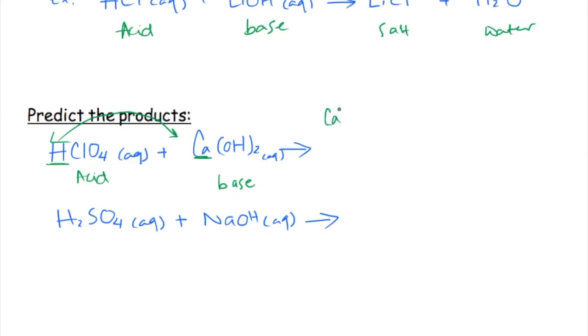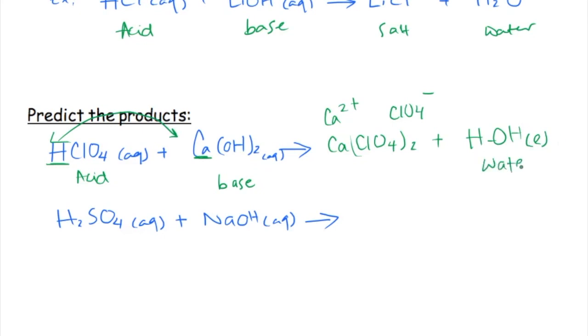So the calcium is going to go with the chloride. Ca2 plus, ClO4. Chloride is 1 minus. We're going to crisscross, and we're going to get calcium 1, chlorate, ClO4, 2. So this is your calcium chlorate plus H is going to go with OH. And we write this down as H2O. So I'm going to leave it like this for now, but for the next one I'll write H2O. So H goes with OH, and we have the formation of liquid water.